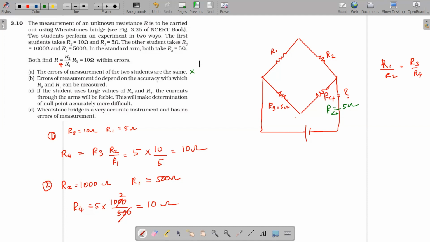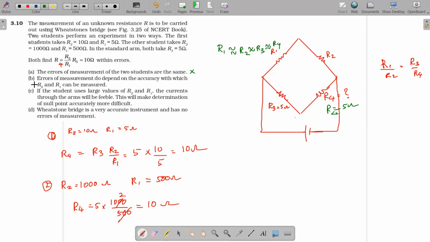Next, the second point. We know R1 should be nearly equal to R2. In other words, P by Q, R1 by R2, nearly equal, and that should be equal to R3 by R4. In other words, R1 is nearly equal to R2, which is nearly equal to R3, which is nearly equal to R4. This is the condition for accuracy to be more when these conditions are satisfied.